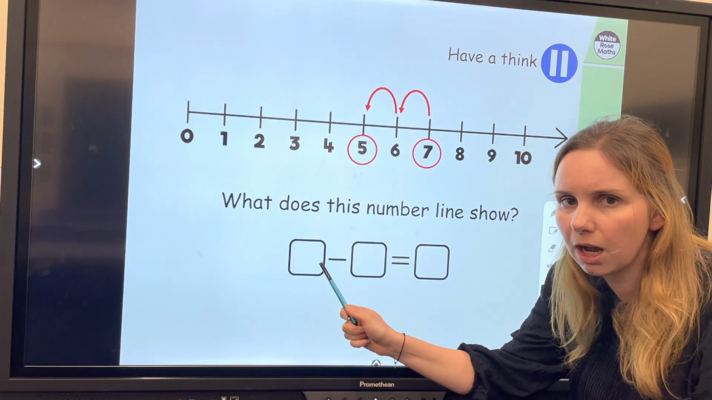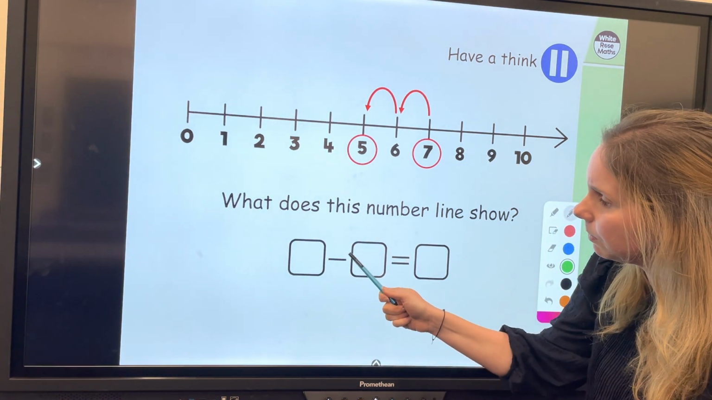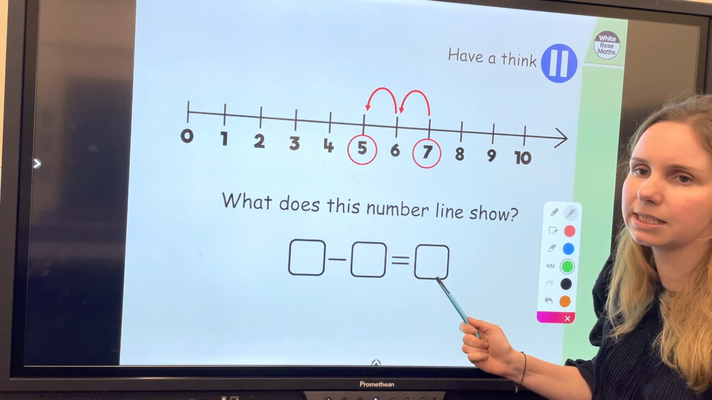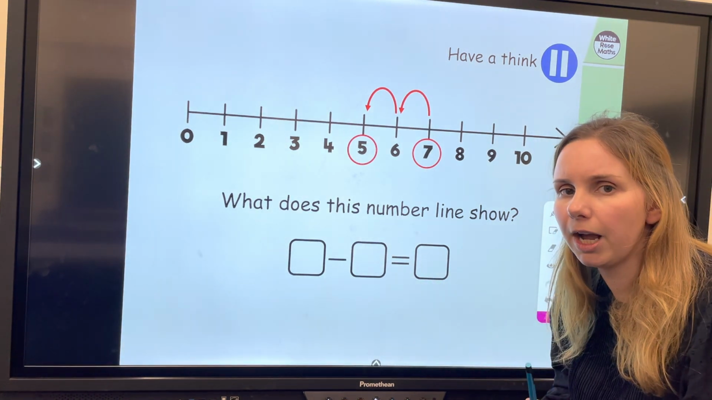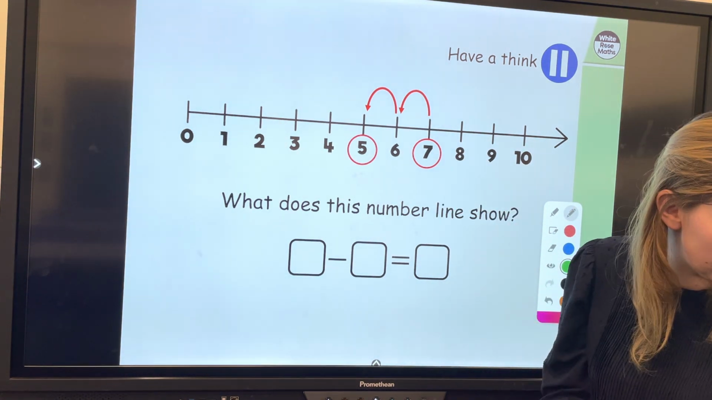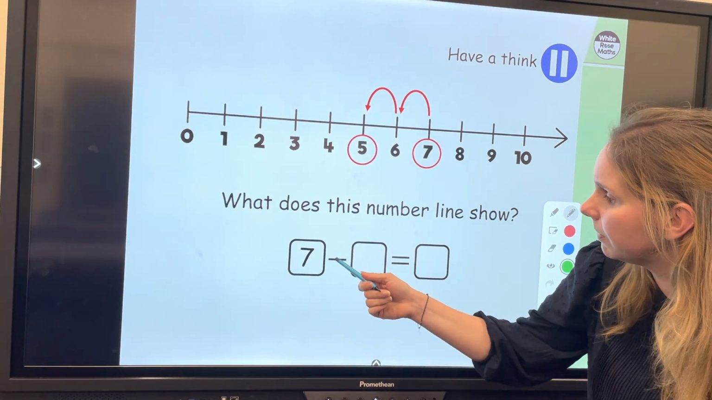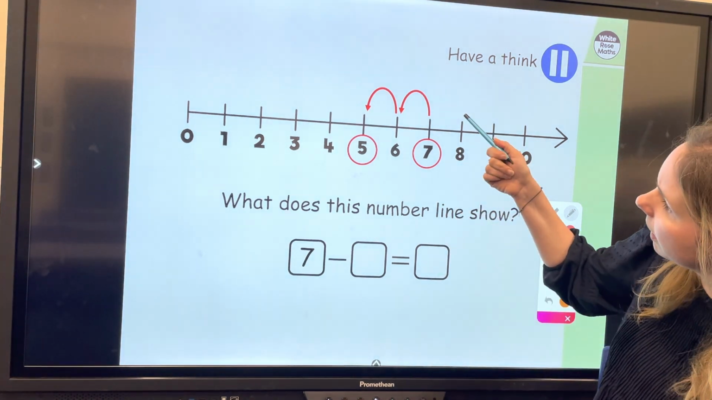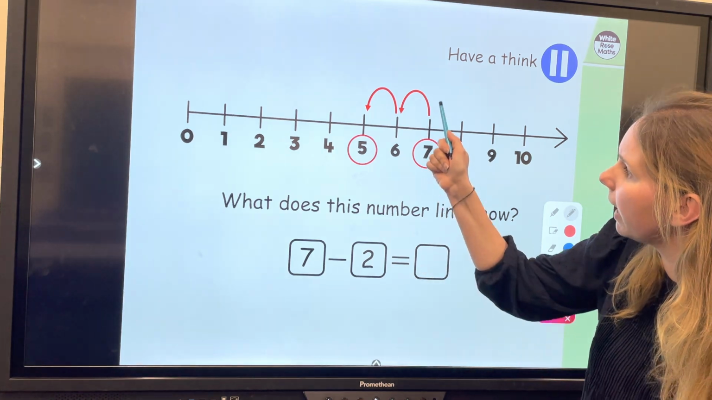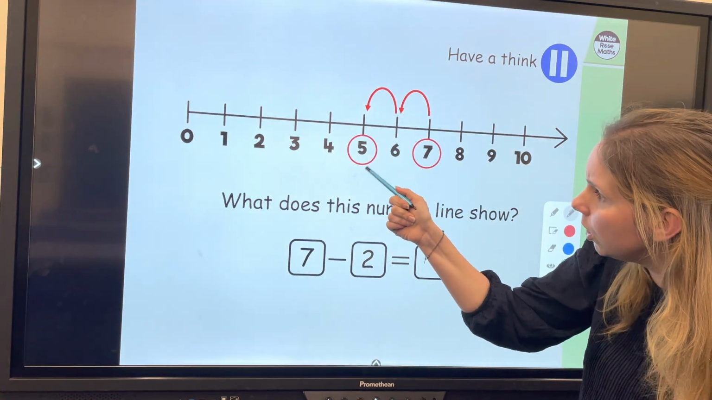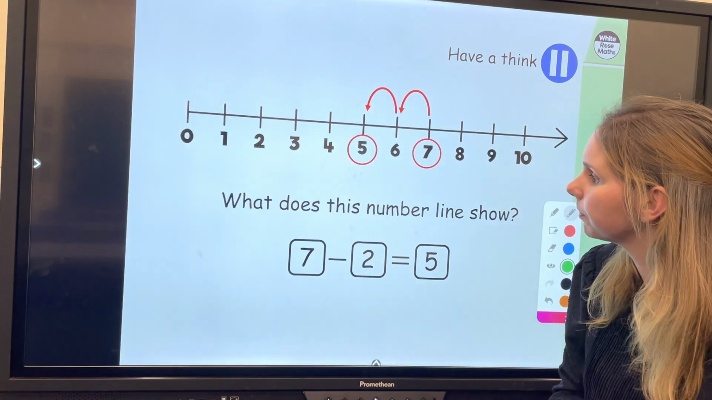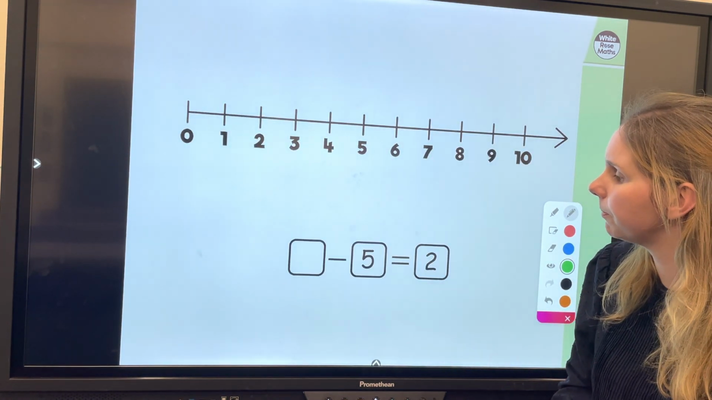Which number did we start at? How many did we subtract? How many have we jumped back? And what is my answer? Pause, write it down at home. Let's have a look. So I've started at 7. That is my greatest number. And I subtracted, I went back, minus 2 jumps back, 1, 2. I've landed on 5 is my answer. Have a look at this one.